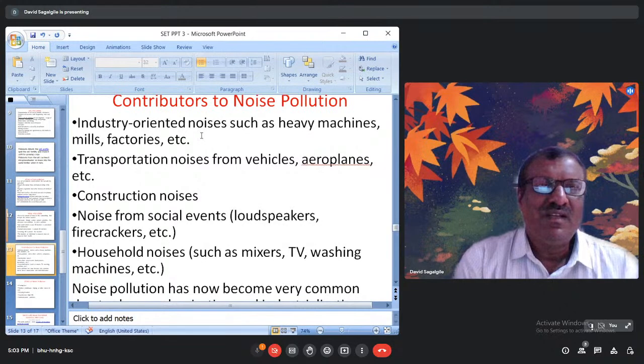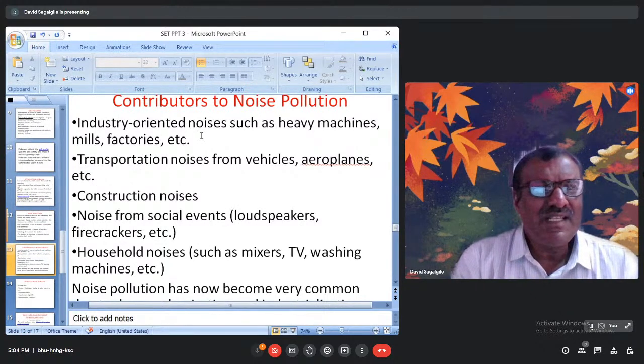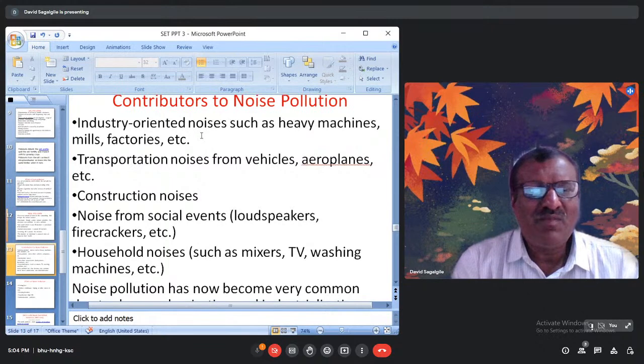as well. If you are staying very close to the railway station, or 24 by 7, all these trains will be passing, making huge noise, huge sirens. These are also very, very dangerous zones to live in. Transportation noise from vehicles, aeroplanes, etc. Then construction noise, if some kind of construction is going around near your house, that also creates a huge amount of noise pollution. Noise from social events, loudspeakers, firecrackers, etc.